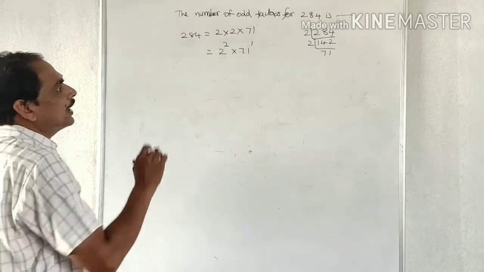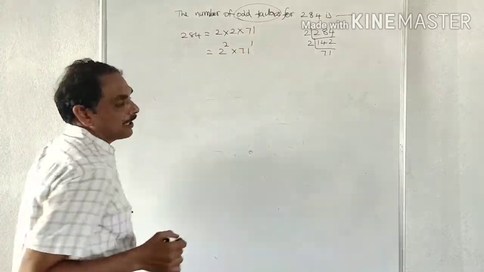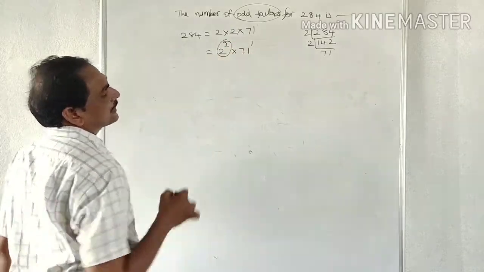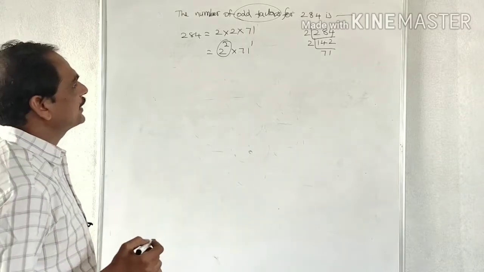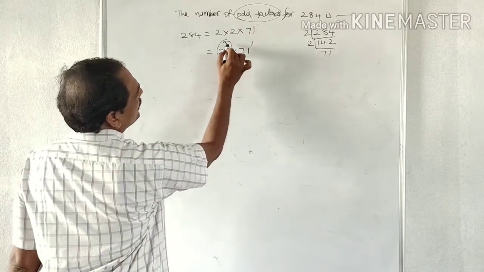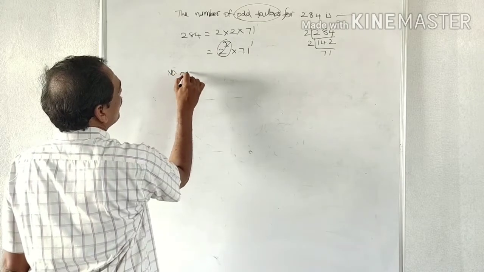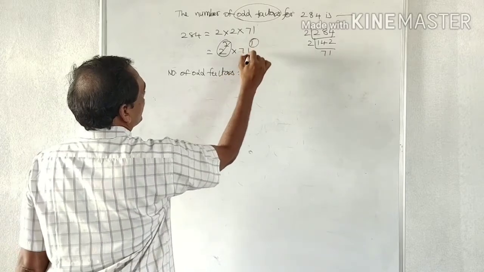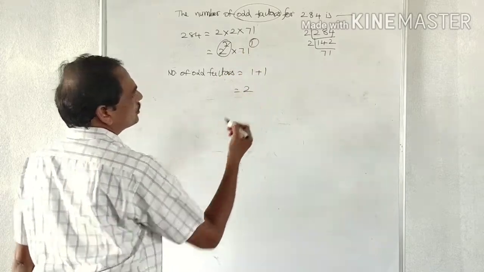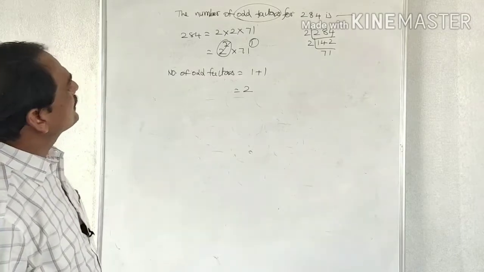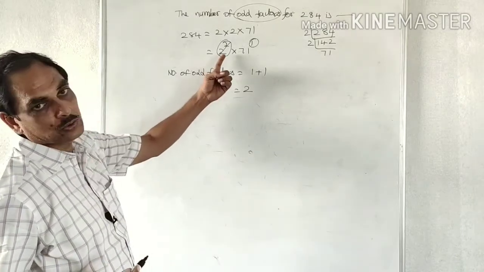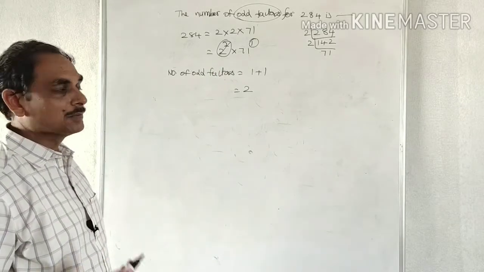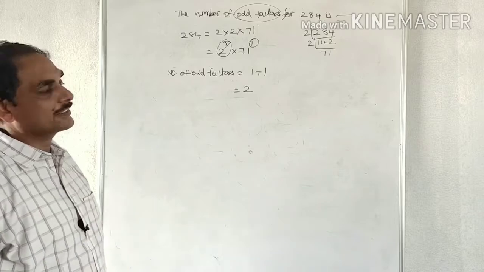Here we are going to find odd factors of a number. We leave the number which is in base 2. If there is 2 in the base, we leave this term, and the number of odd factors equals exponent 1 plus 1, which is equal to 2. So leaving the term which has base 2, we can find the number of odd factors for any number. Similarly, we can find the sum of the odd factors also.